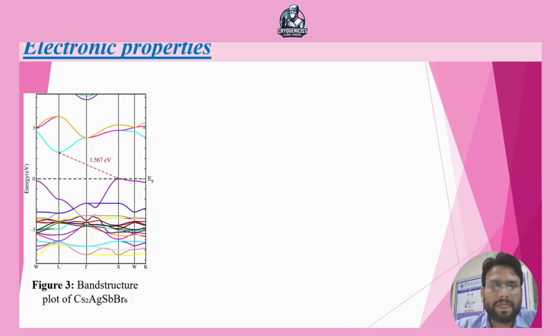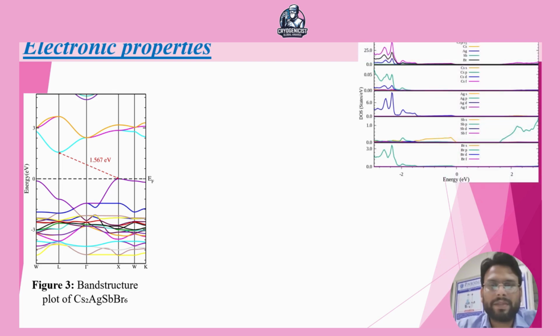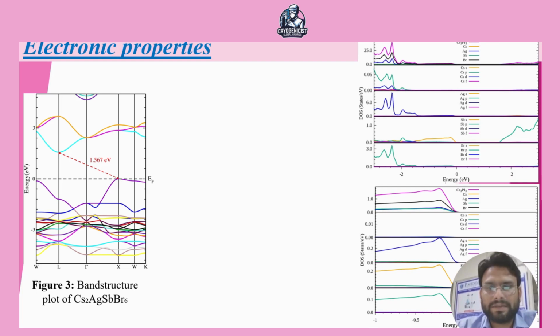This is the band structure. It shows the indirect band gap of 1.567 electron volt for this material, and these are the density of states curves. The lower curve is showing the density of states in a small range of energy, and by this we see that the major contribution in this material in the density of states comes from the Sb atom, and that too from the s orbital of Sb atom.